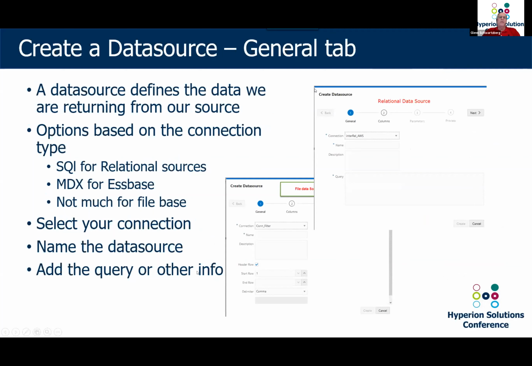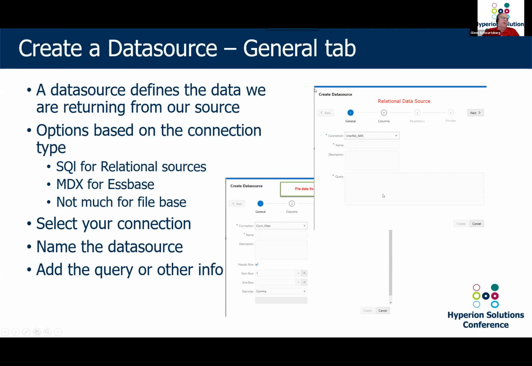So after we've created and tested our connection, what we're going to do is create a data source. And you can see here that there are multiple tabs for my data source. The first one, the general one, is where we decide which connection that we created we're going to use. And based on the connection type, the bottom part will change.